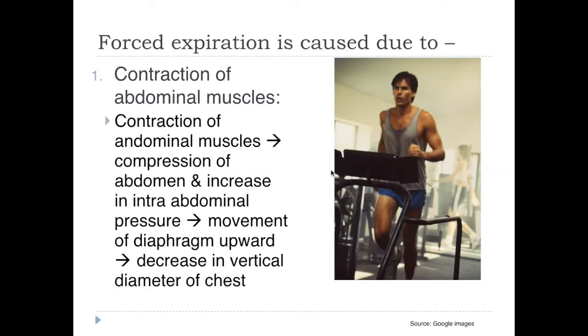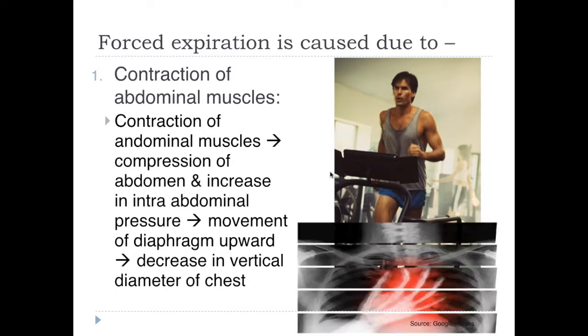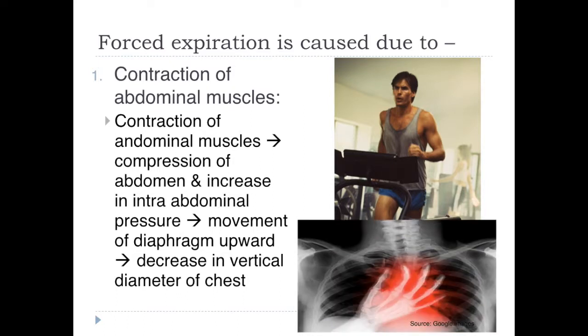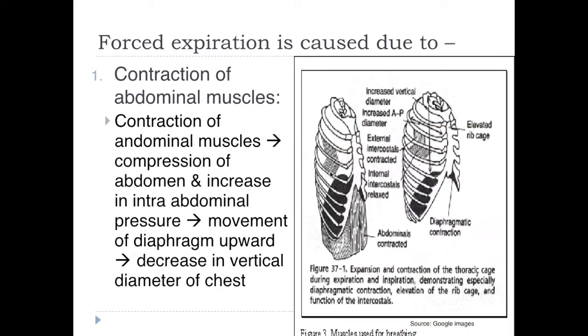Now, forced expiration. Forceful expiration is required when respiration is increased during exercise, as well as in the presence of severe respiratory diseases. During forceful breathing, the elastic forces are not powerful enough to cause the necessary rapid expiration. So we require extra force, and this extra force is achieved by contraction of abdominal muscles. They push the abdominal contents upward, compressing the lungs. So now expiration also becomes an active process.